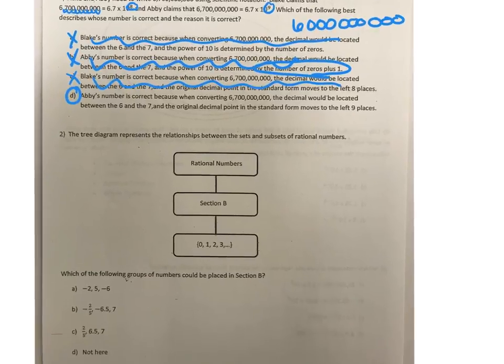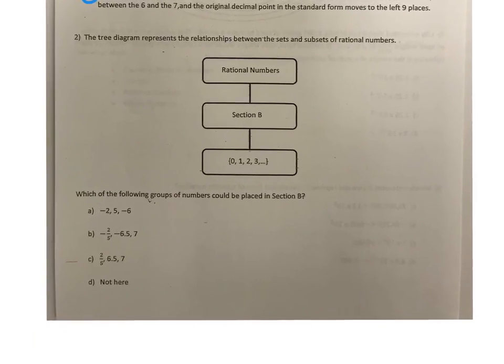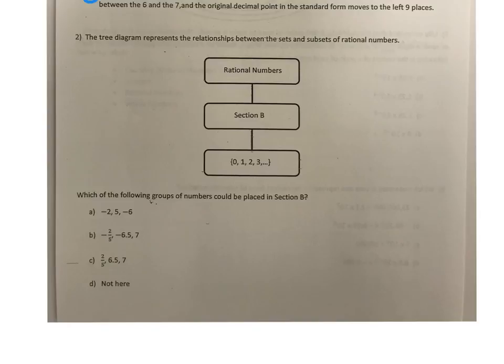Number 2, the tree diagram represents a relationship between the sets and subsets of rational numbers. So really this is just taking the big diagram we talked about and moving it down a little bit. So you know our big idea was rational numbers, and then we had some subsets in there. So rational numbers then went to integers. Okay, and then you can tell this is whole because of the examples it listed. Okay, so integers are negative, I'm just going to write it kind of shorthand, or positive whole numbers.